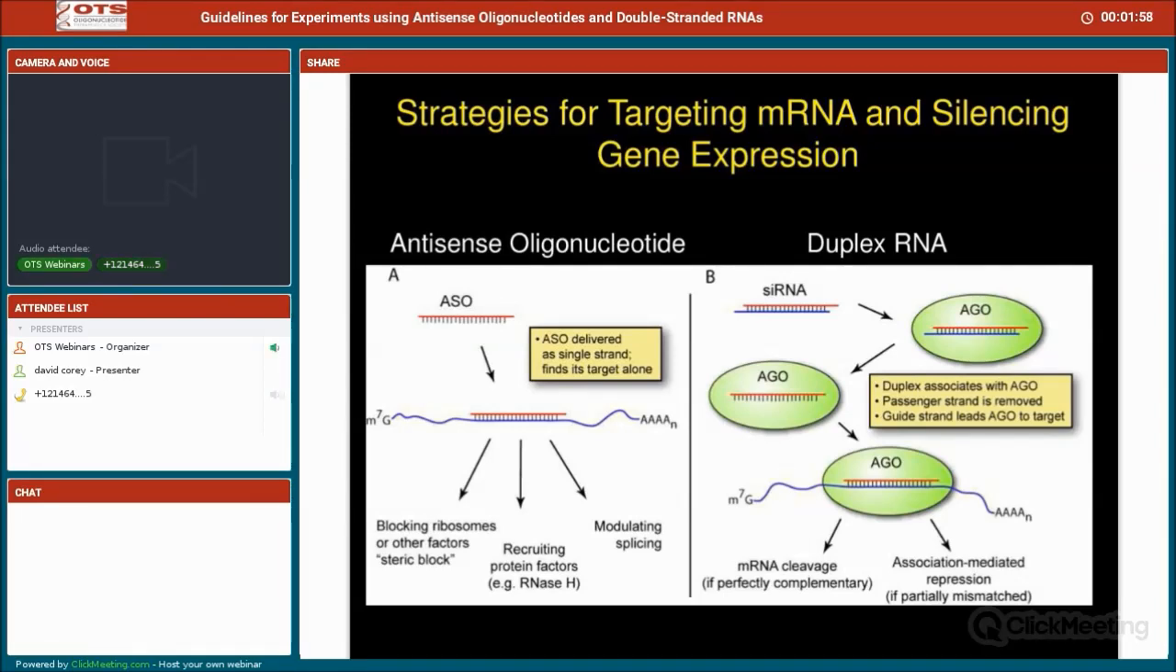Double-stranded RNA, by contrast, uses the endogenous RNAi machinery. The RNAi machinery binds to the RNA and helps it to efficiently locate its target sequence. So these are two different mechanisms, but they share important similarities of recognizing complementary sequences, and both of them involve synthetic nucleic acids.